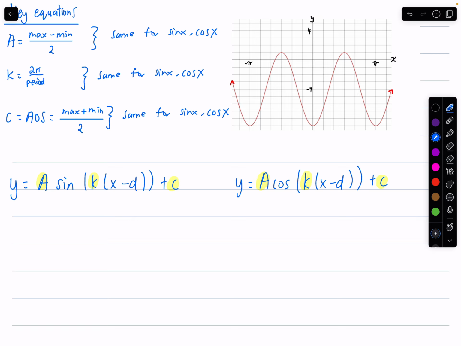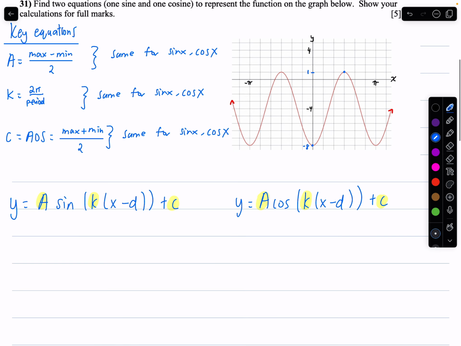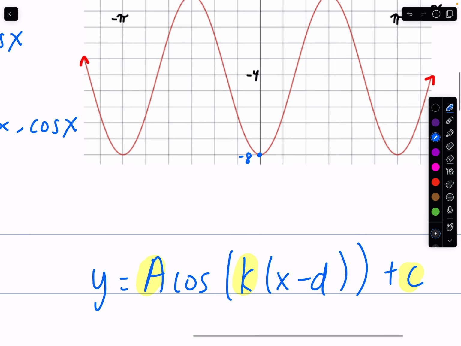The max, if I look at my graph, is actually happening at 1, and my min is happening at -8. So if I want to find the amplitude, I would just say the max, which is 1, minus the min, which is -8, divided by 2. And what I would get here is 4.5, because 1 minus -8 is 9, and 9 divided by 2 is 4.5. Actually, I made a mistake here. This is not -8. This is actually -9.